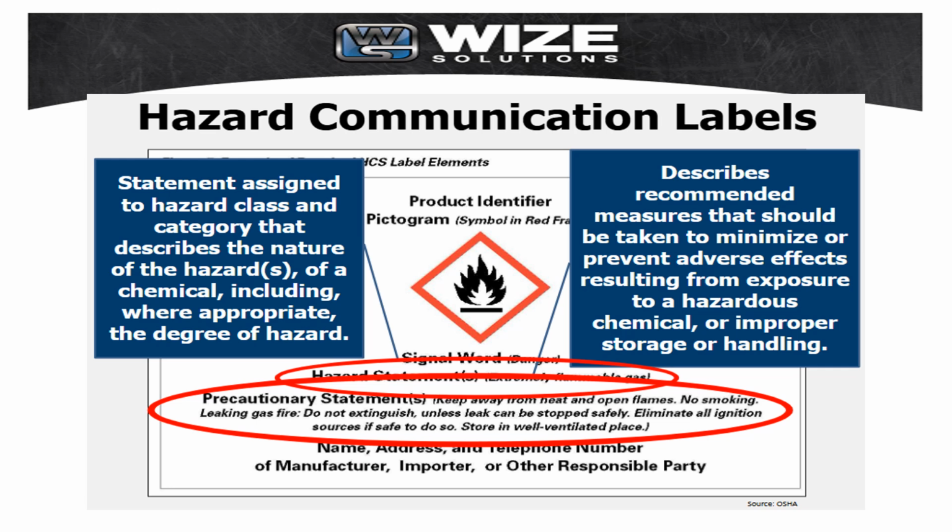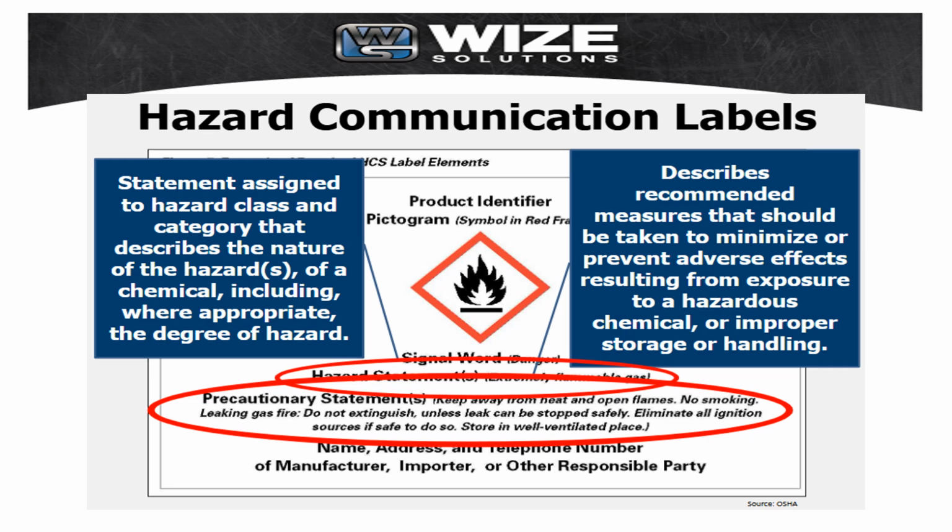As with the signal word, this information conveys the relative severity of the hazard, which impacts how it's handled and controlled. A precautionary statement is a phrase that describes recommended measures that should be taken to minimize or prevent adverse effects resulting from exposure to a hazardous chemical or improper storage or handling. Example: do not eat, drink, or smoke when using this product. Precautionary statements are key to helping you decide what you need to do to protect workers in your workplace.